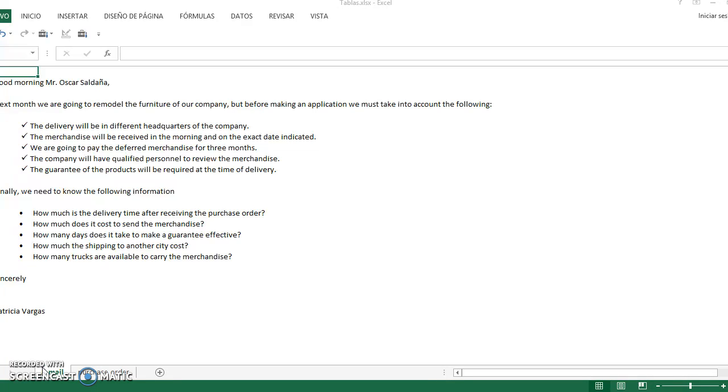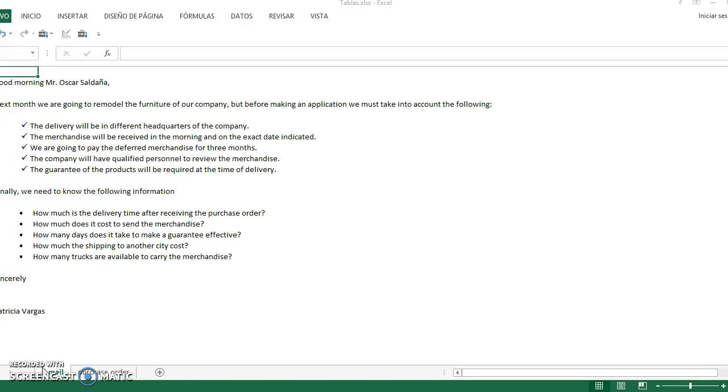The merchandise will be received in the morning and not the exact day indicated. We are going to pay the deferred merchandise for 3 months. The company will have qualified personnel to review the merchandise. The guarantee of the brands will be required at the time of delivery.